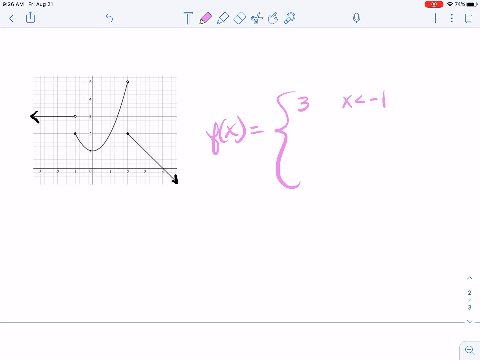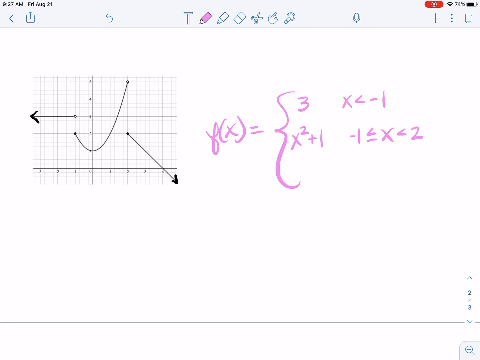The second piece is a quadratic. It is a parabola-shaped graph. I want to make sure that it hasn't been stretched or compressed, which it hasn't. And we will discuss that more when we get into quadratics. That is unit 4. This parabola has only been shifted up 1 unit. So we know that that's going to be x squared plus 1. Okay, what domain is it on? From -1 less than or equal to x less than 2.